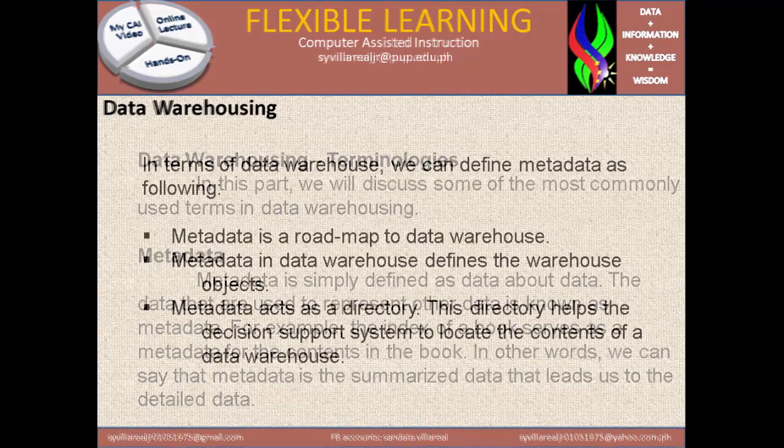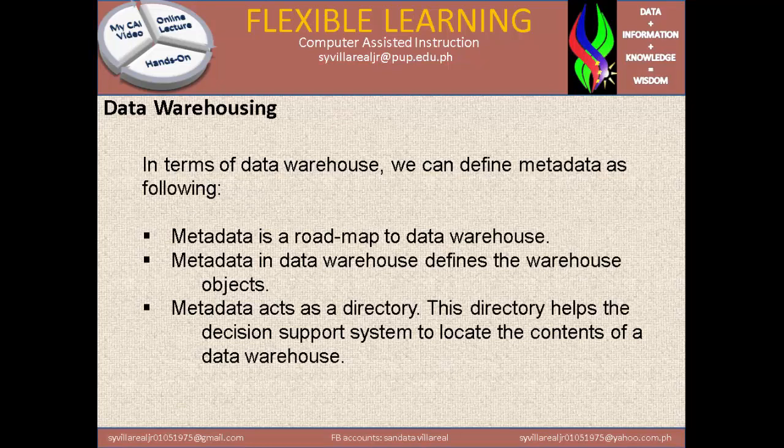So, let's continue. In terms of the data warehouse, we can define metadata as the following. Number 1, metadata is a roadmap to the data warehouse. Number 2, metadata in a data warehouse defines the warehouse objects. Number 3, metadata acts as a directory. The directory helps the decision support system to locate the contents of the data warehouse.